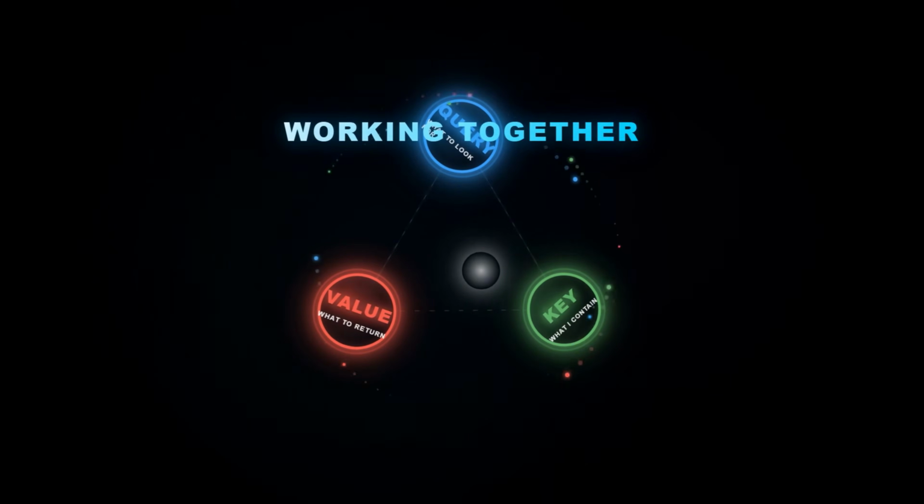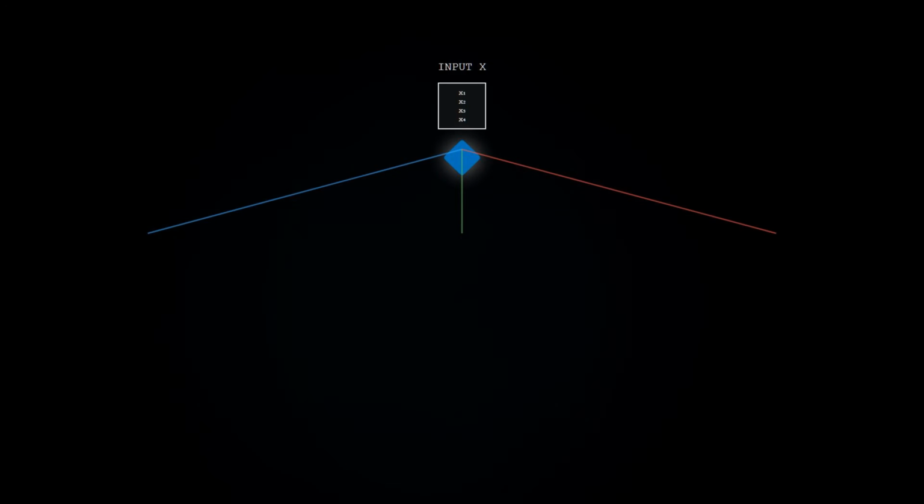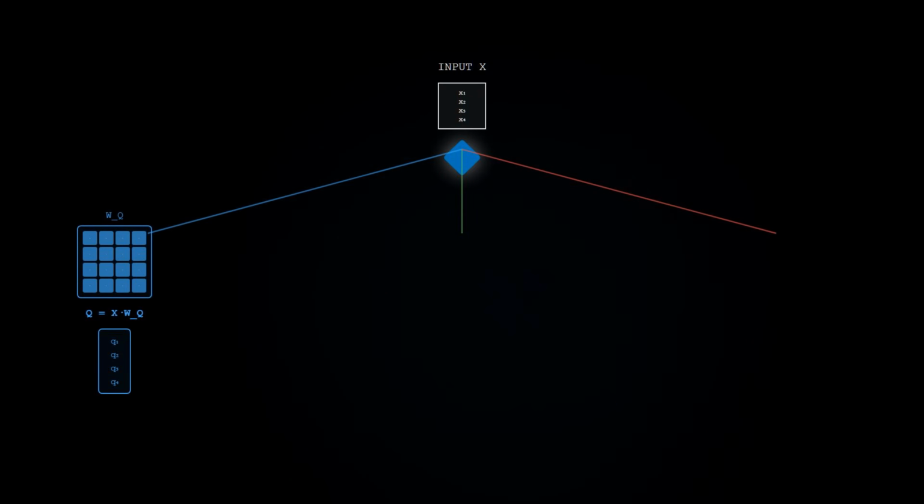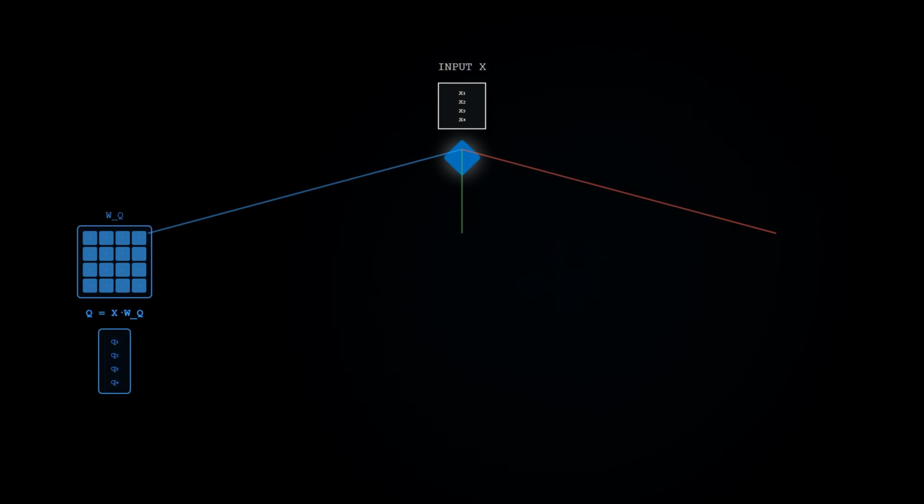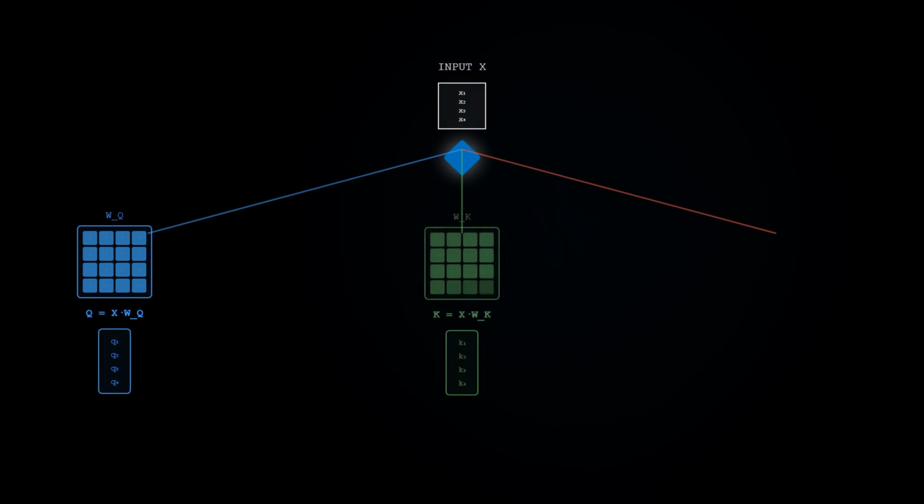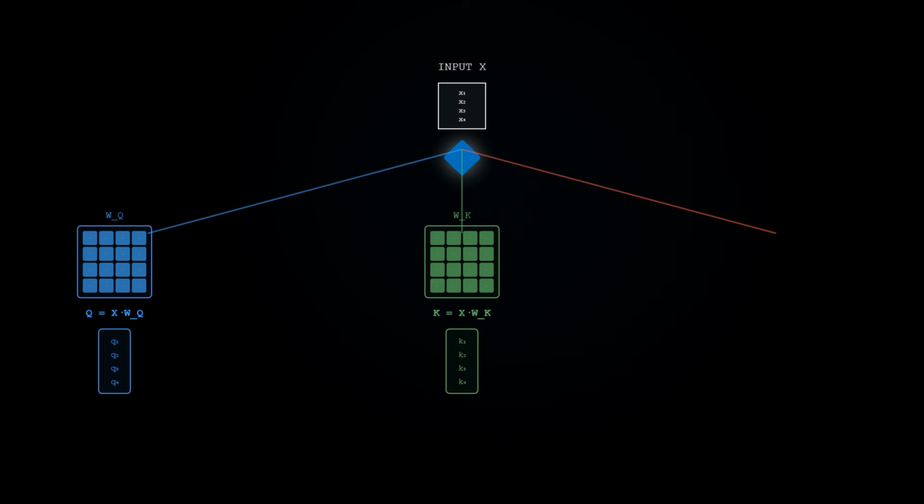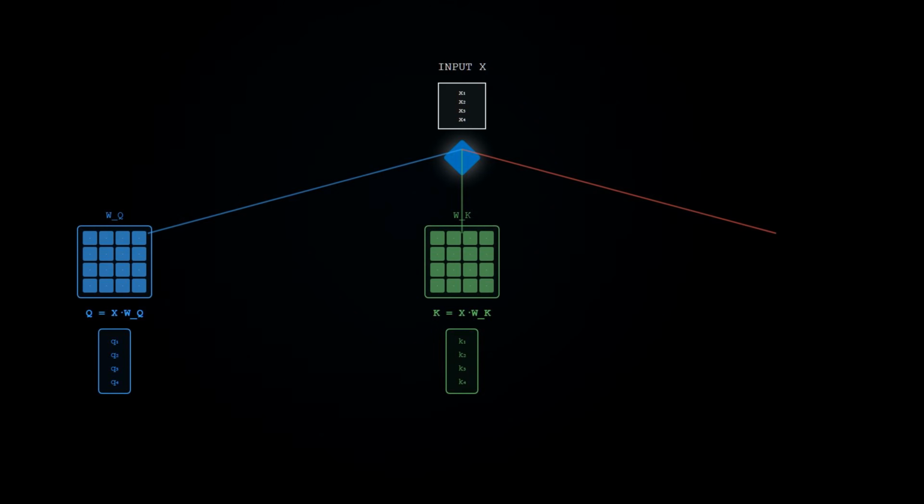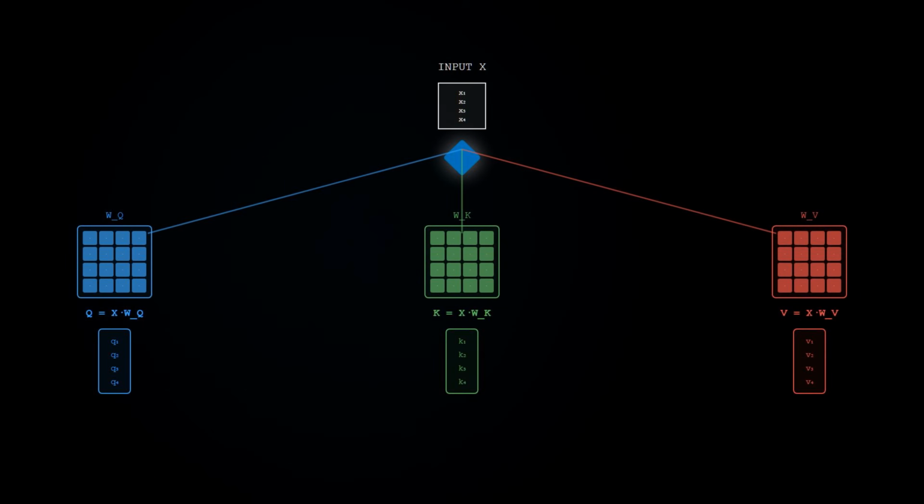Now watch how these work together. Every position in your sequence gets transformed 3 times. The same input becomes 3 different representations through learned weight matrices. Q equals input times W_Q, that's your query matrix. K equals input times W_K, your key matrix. V equals input times W_V, your value matrix.